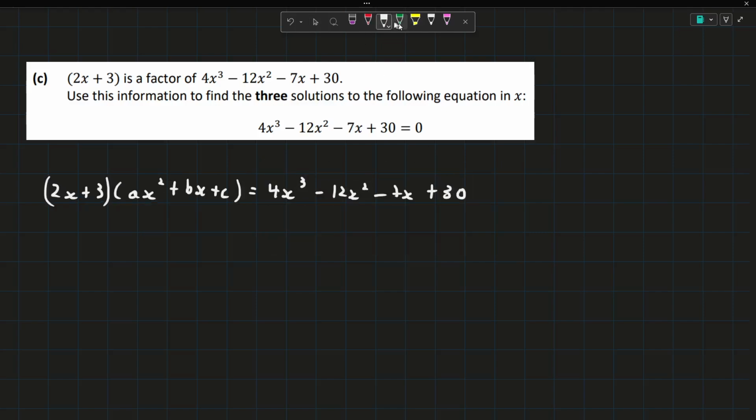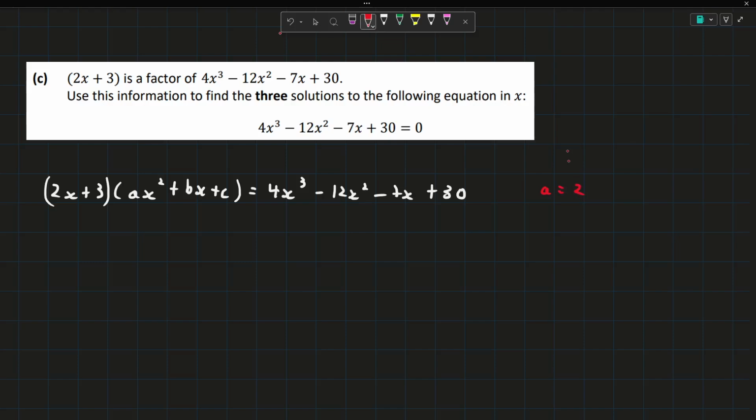So we can use a little bit of intuition here to figure out what a, b, and c are. Well, we can clearly see that the number in front of the x cubed is a 4. And the only way we're going to get an x cubed from this left-hand side is by multiplying this x term by this x squared term. So that means 2x times what will give us 4x cubed. Well, if we had 2x times 2x squared, that'll give us 4x cubed. So we can make the assumption that a is equal to 2.